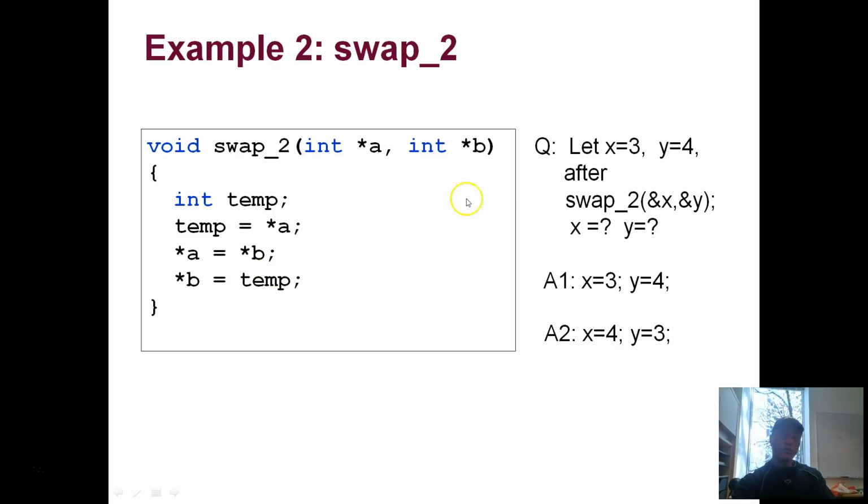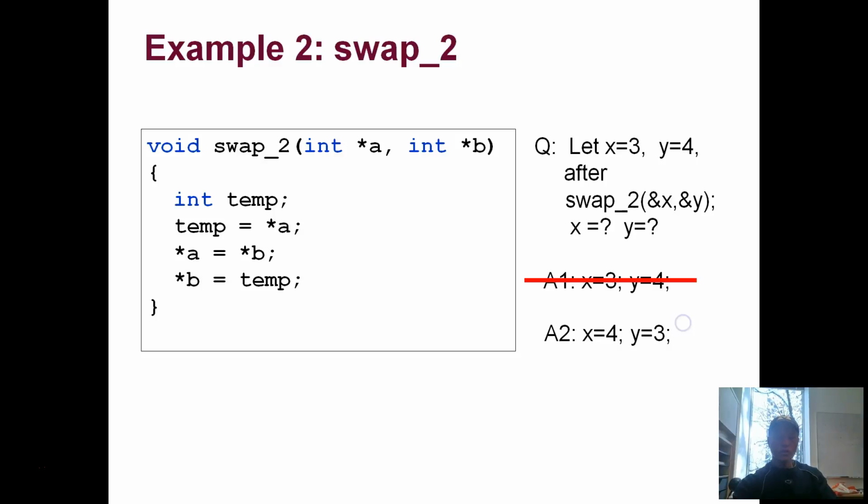So in this case, if the caller has two integers, x is 3 and y is 4, but instead of passing x and y directly, it calls swap 2 with the address of x and the address of y, and then subsequently tries to print out x and y again, what is going to happen? Will it be A1, where x is still 3 and y is still 4, or is it A2, x is 4 and y is 3? So stop, pause the video, reason about it, come up with your answer, and then I will explain.